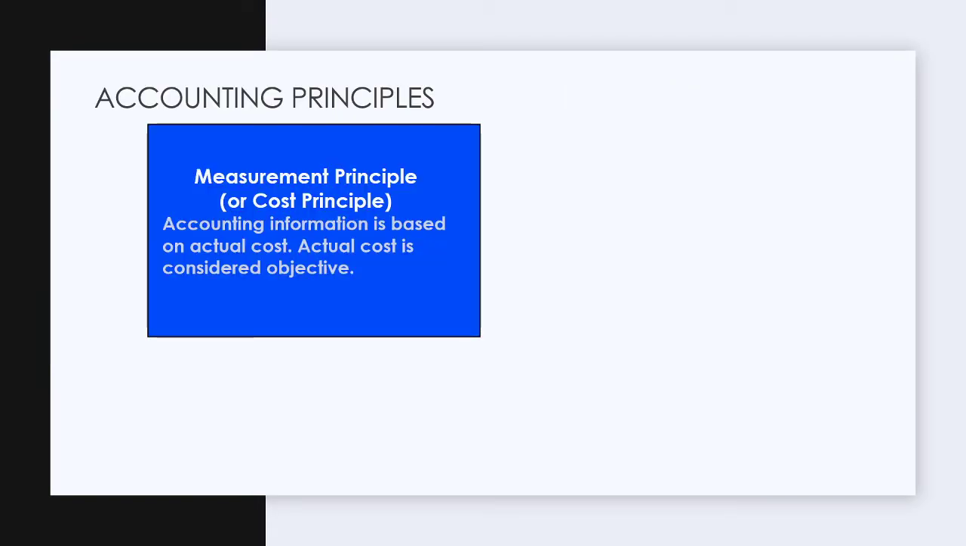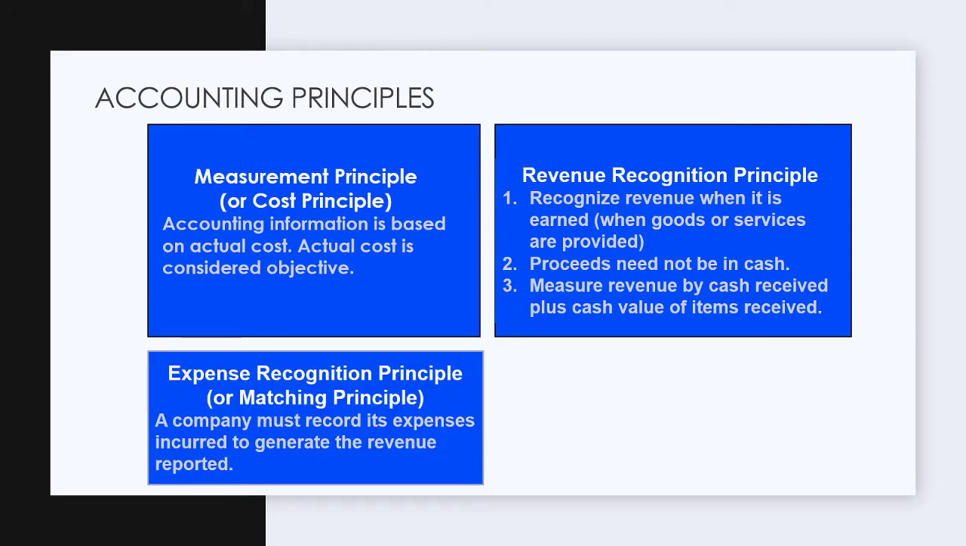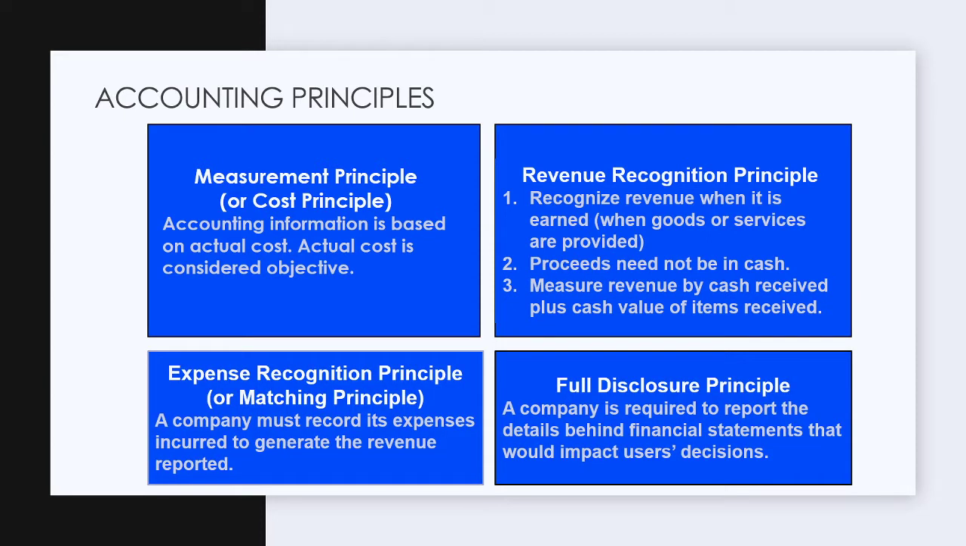So there are four accounting principles. We have the measurement principle, the revenue recognition principle, the expense recognition principle, also known as the matching principle, and the full disclosure principle. Just a quick background on each and the overall concept. The concept here is that all of these rules will govern accounting and all of the transactions that you will see in your accounting course.